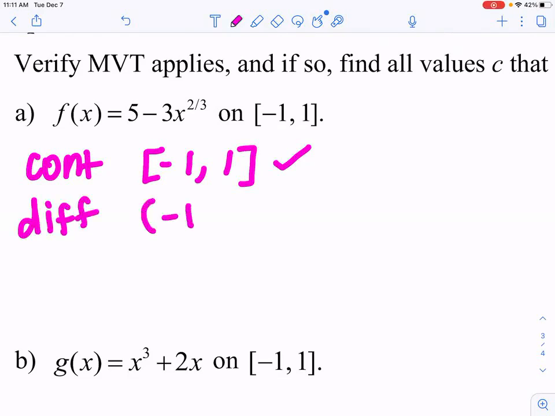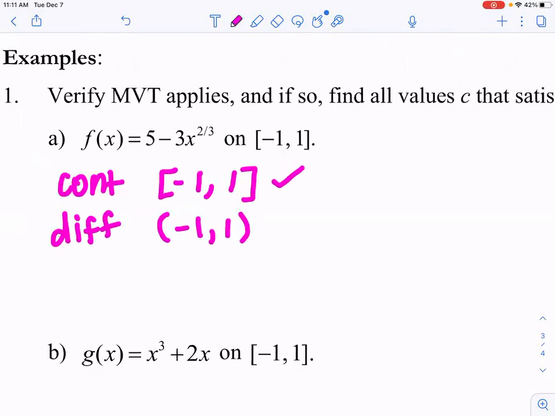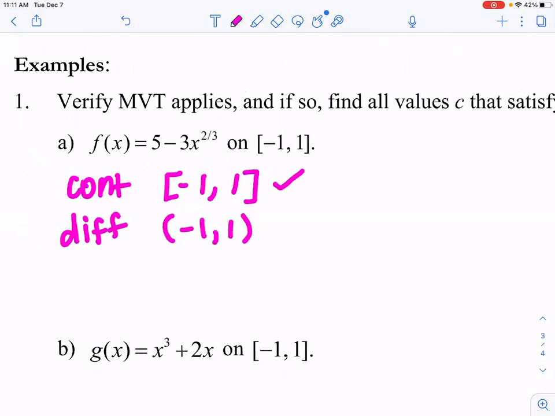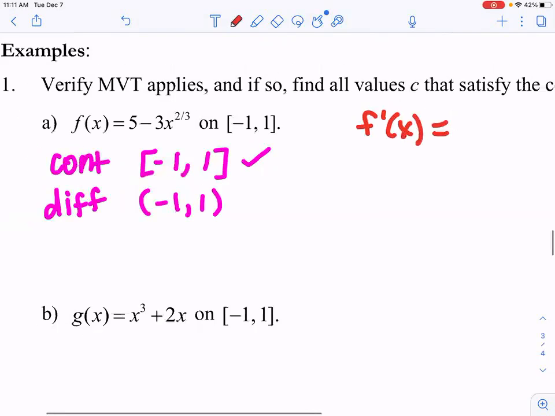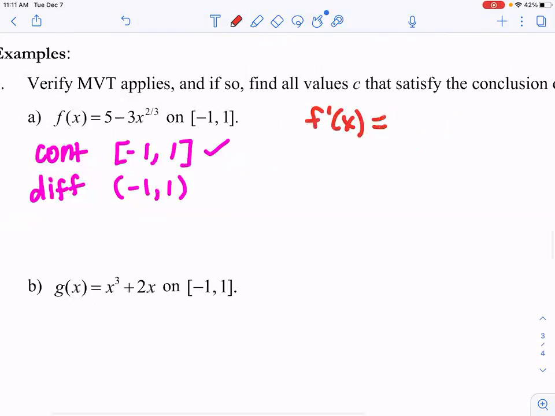Differentiable. Are we differentiable from -1 to 1? Well, we're going to need the derivative anyway. Let's go ahead and find the derivative. f prime of x is -2x to the -1/3. Are we differentiable from -1 to 1?